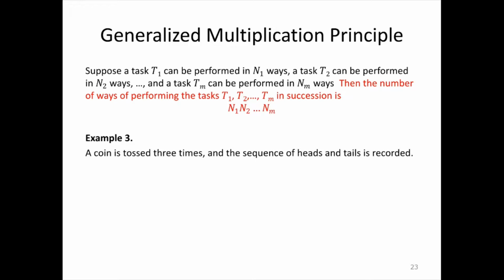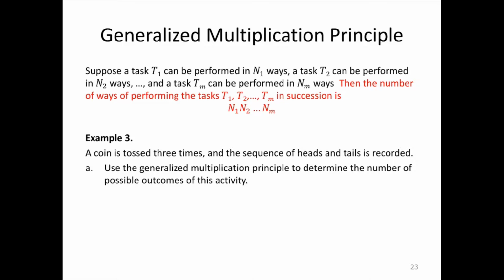Now suppose a coin is tossed 3 times, and we record the sequence of heads and tails. What is the number of possible outcomes in this activity? We have the first toss, the second toss, and the third toss. Each toss has 2 possible outcomes. Using the generalized multiplication principle, we have 2 times 2 times 2, which is equal to 8 possible outcomes.